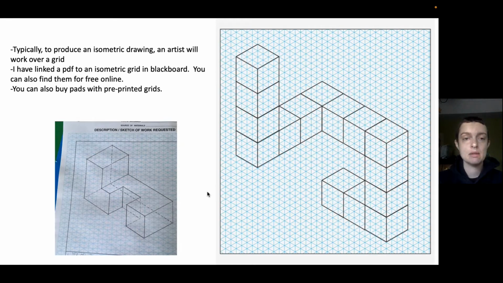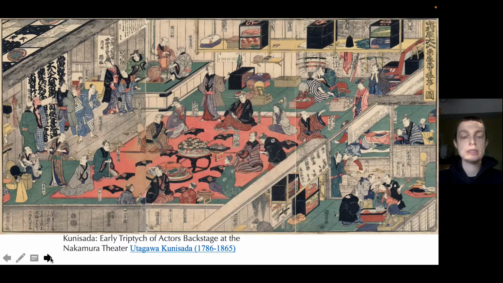You can also buy pre-printed grids if this is your thing and you love doing this type of drawing. Historically, before CAD, mechanical engineers, people like that would use isometric grids to plan out their projects of various kinds. So that's why these things exist. In this example here, it's a Japanese woodblock print from the early 1800s, probably. You can see that the artist is working on an isometric grid to lay out this whole world.